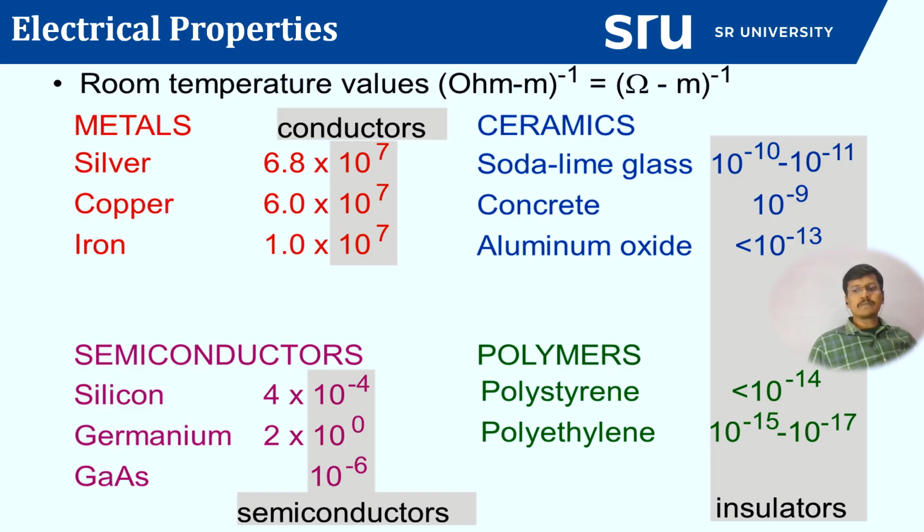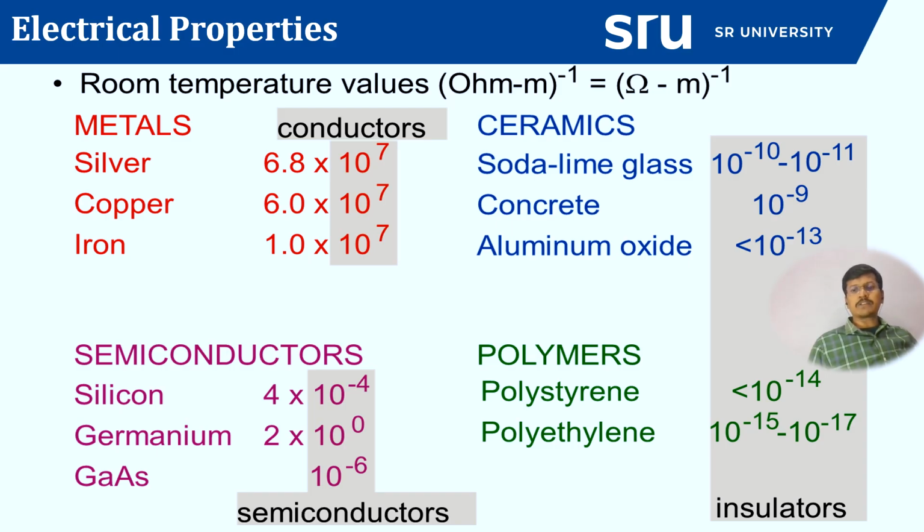You can see here the different ranges of conductivity values are given. If you see the metals, silver, copper, and iron, for all metals it is of the order of 10 power 7. Whereas in semiconductors, it is about 10 power minus 4 to 10 power minus 6. Whereas in insulators, particularly ceramics like soda lime glass or concrete or aluminum oxide, it is 10 power minus 10 to 10 power minus 13 order.